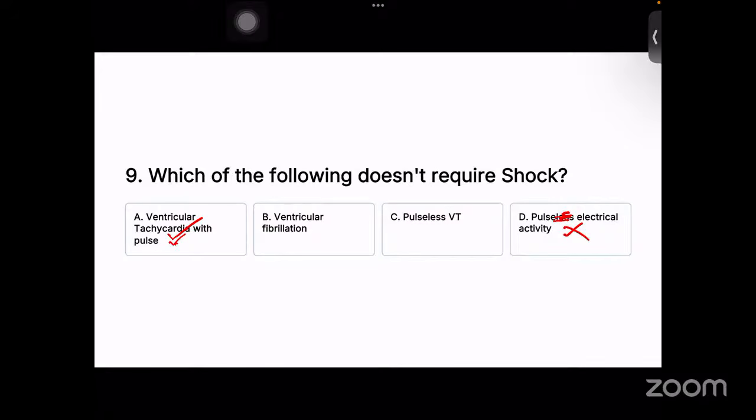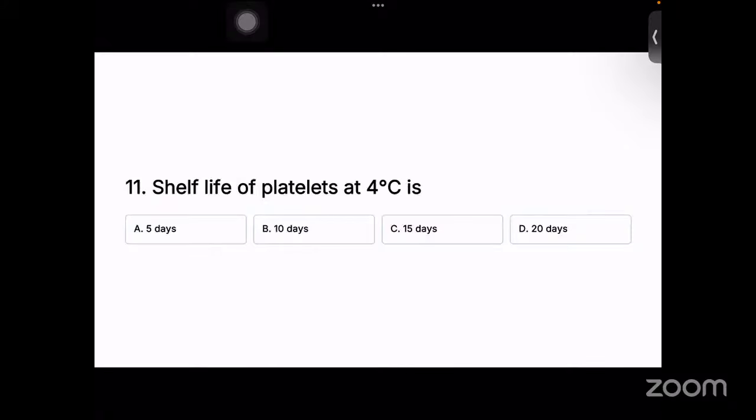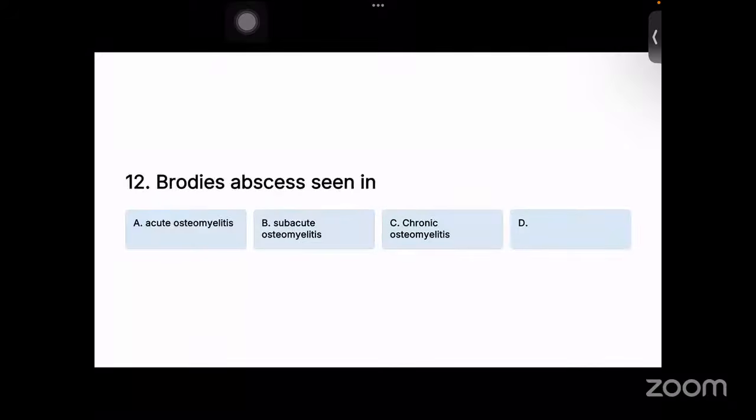But amiodarone, we will avoid it as much as possible because of the narrow therapeutic index. I hope it's easy. So we're moving on to the Brodie's abscess.